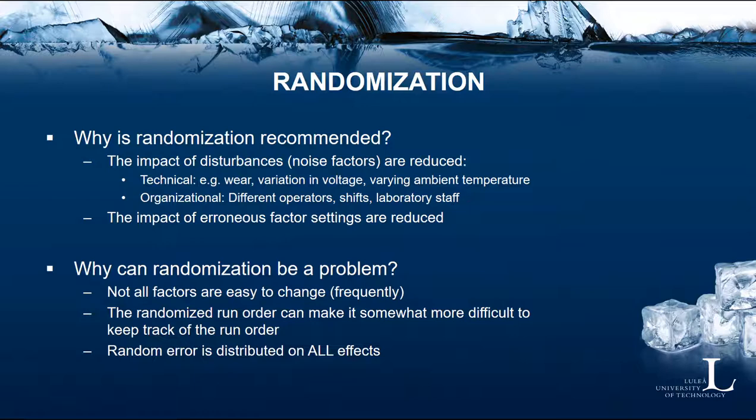Randomization can also be a problem, of course, because not all factors are easy to change, frequently especially. It can also make it somewhat more difficult to keep track of the run order and make sure that all the factor settings are in the correct way in each run. Random error is also distributed on all effects; we need to be aware of that in the randomized run order.